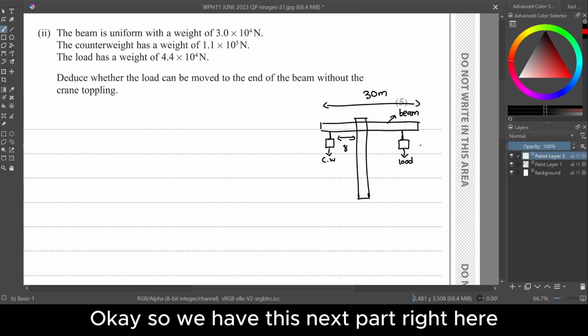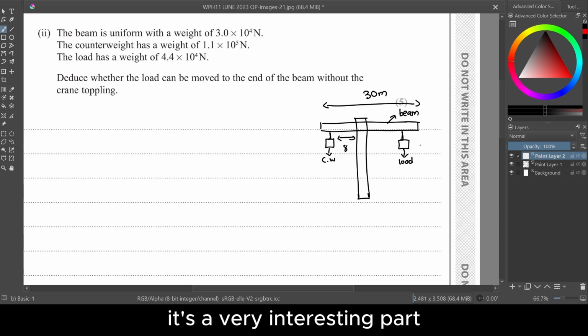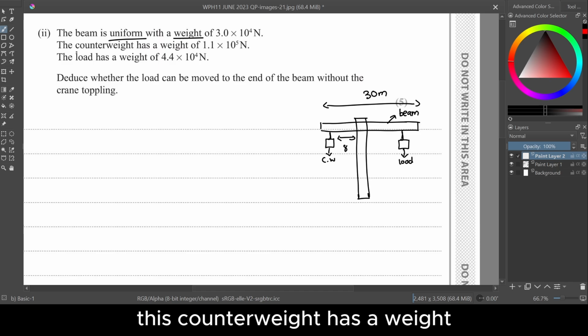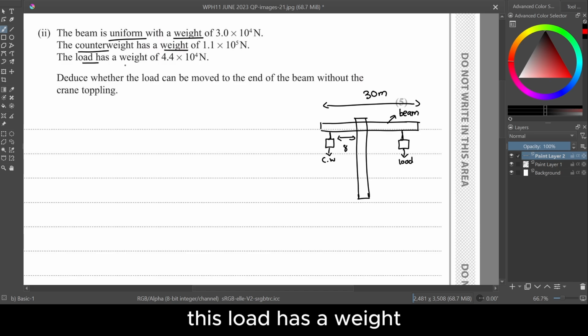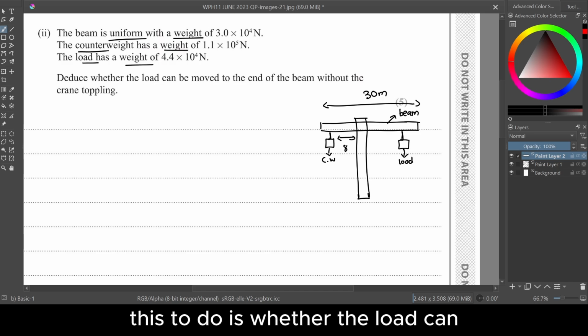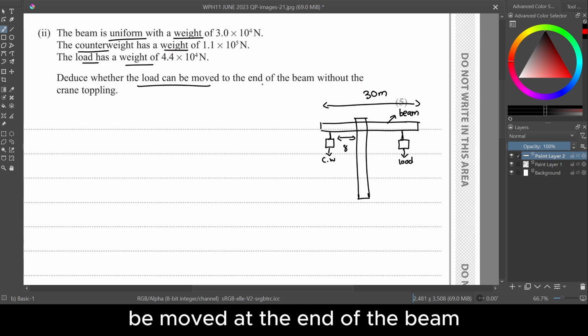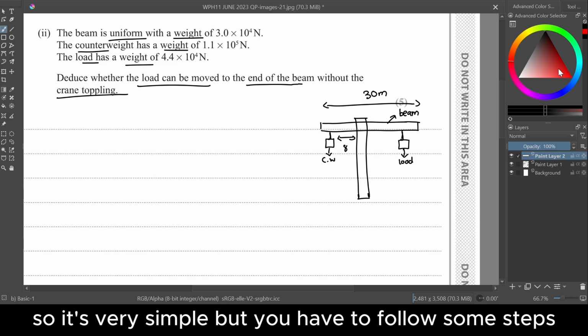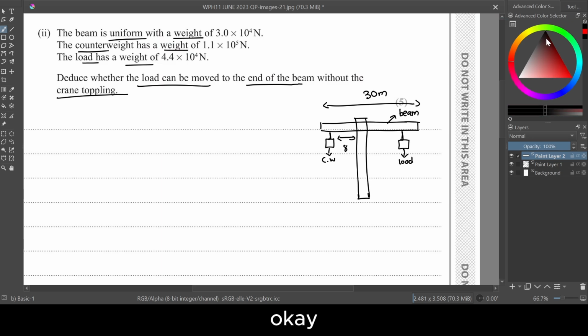Okay, so we have this next part right here. It's a very interesting part. We have that the beam is uniform with this weight, the counterweight has this weight, the load has this weight. Deduce whether the load can be moved to the end of the beam without the crane toppling. It's very simple, but you have to follow some steps.